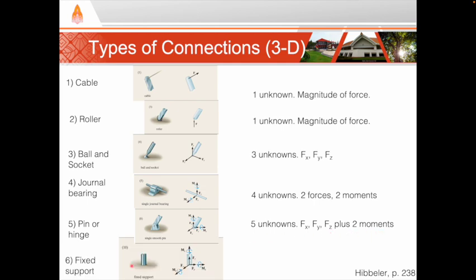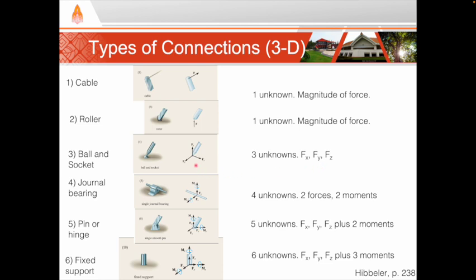Finally, we have the fixed support again. Since we're now considering all 3 dimensions, that leaves us with 6 possible unknowns, all 3 force directions, plus all 3 possible moments. It's important that you're able to recognize any of these types of connections and draw free body diagrams that show the possible reactions at that connection.